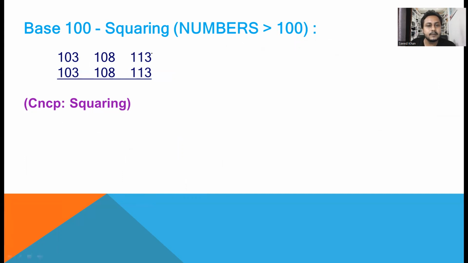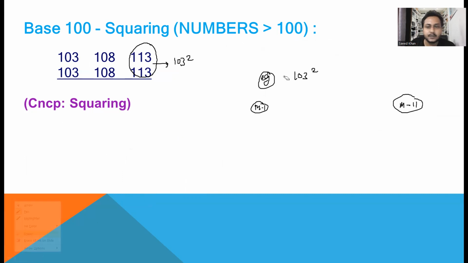Now the last one. You can use any method, but basically both are the same thing. The way of representation is different only. So 113 square, right? 103 we already discussed. We've already discussed 103 square, so what is 113 square?